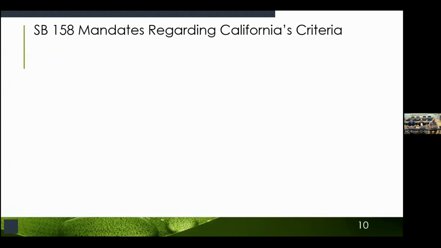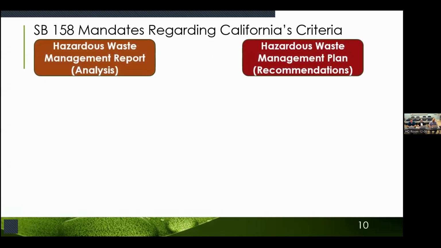With regard to the criteria for identifying hazardous waste, Senate Bill 158 requires 3 different kinds of analyses for DTSC's reports, informing 3 different kinds of recommendations in the plans. As we discuss these, keep in mind that though it won't always be expressed in words on the slides, every analysis and every recommendation must have protection of human health and the environment as their first objective. Everything we will discuss today must pass through that filter first.